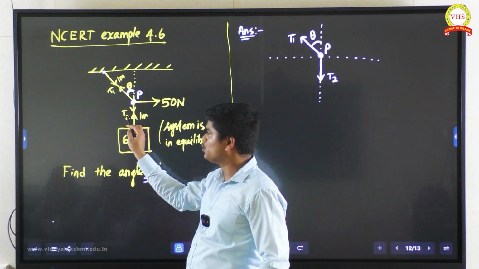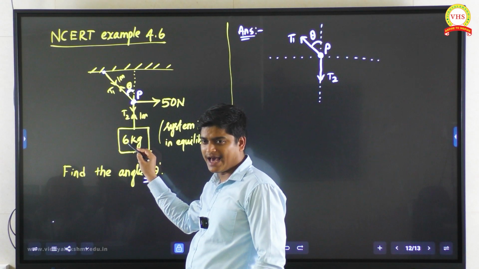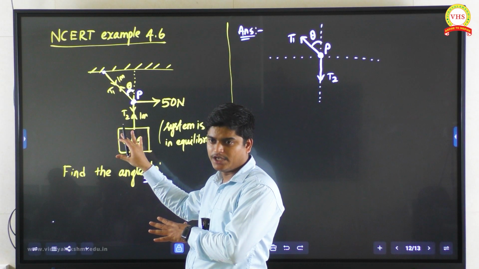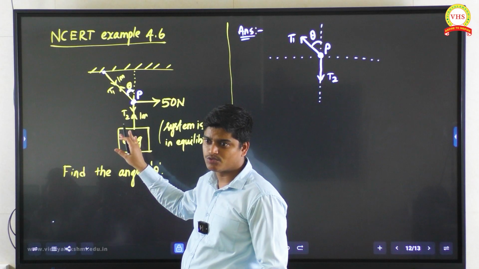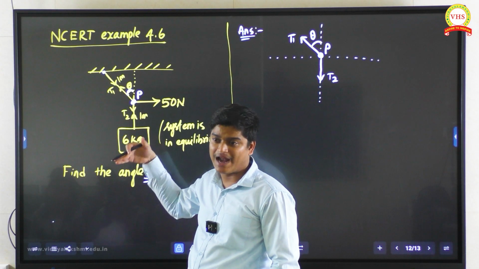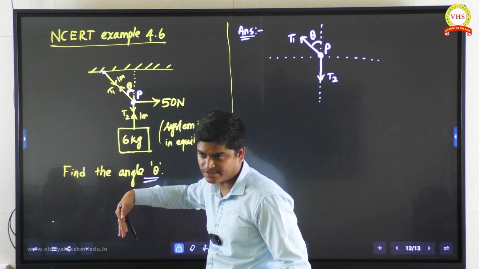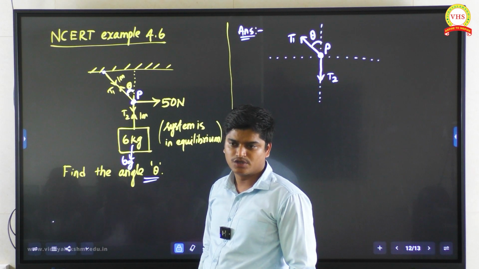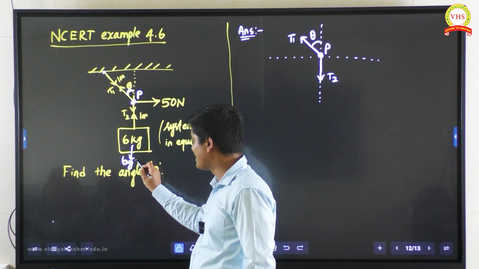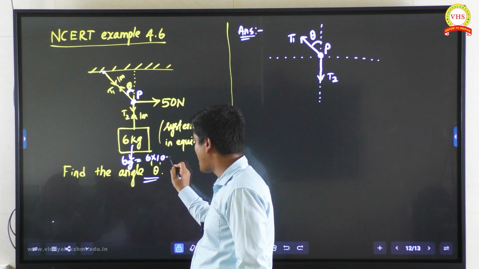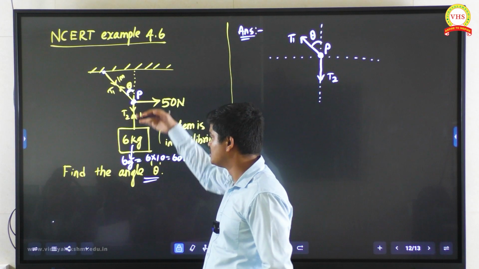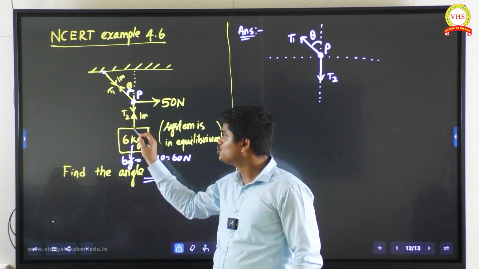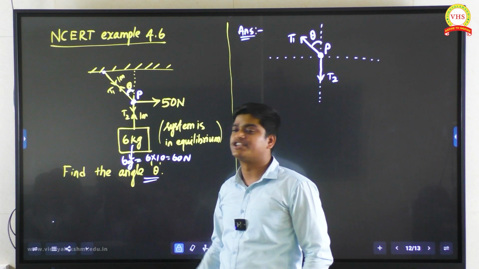Here this is T2. A 6 kg mass is there, and you know any mass M always experiences a gravitational force in the downward direction. That is basically mass times acceleration due to gravity. So 6 into g, taking g as 10, how much is it? 60 Newton. So 60 Newton force is downward, but this particle is in equilibrium. So this T2 will be equal to 60 Newton.